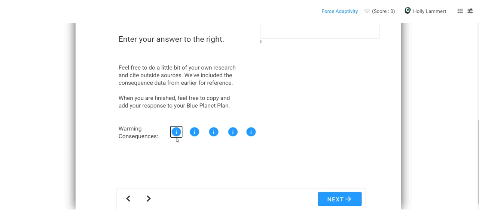Okay, so this is, wait, where is it at? I guess you should be able to click these and say what's going to happen to each of the different areas, land area, and all of that.